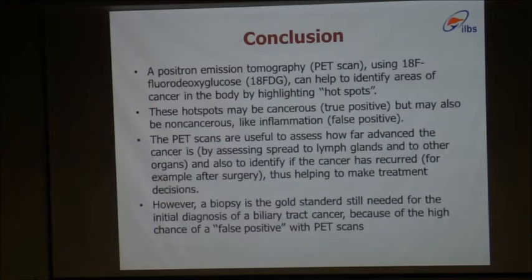In conclusion, the positron emission tomography scan uses FDG. FDG can help in identifying areas of cancer in the body by highlighting the hot spots. These hot spots may be true positive cancer, but may also be non-cancerous, like inflammation, and false positive. PET scans are useful to assess how advanced the cancer is by assessing the spread to the lymph glands and other glands, and also to identify if the cancer has recurred, for example after surgery, thus helping to make treatment decisions. However, a biopsy is the gold standard.